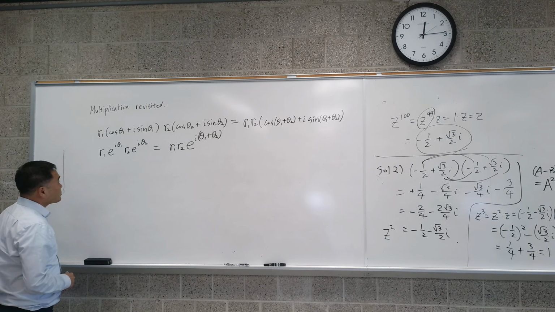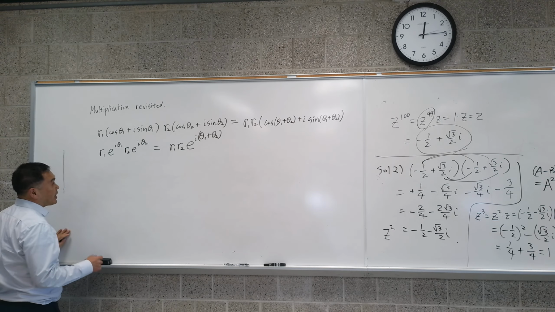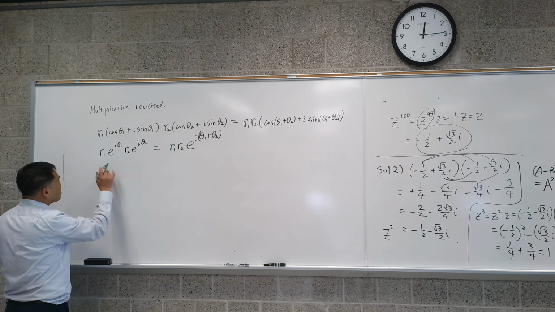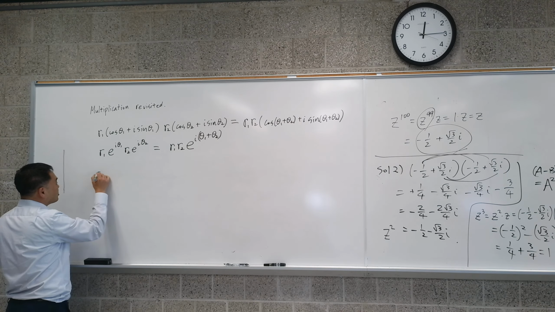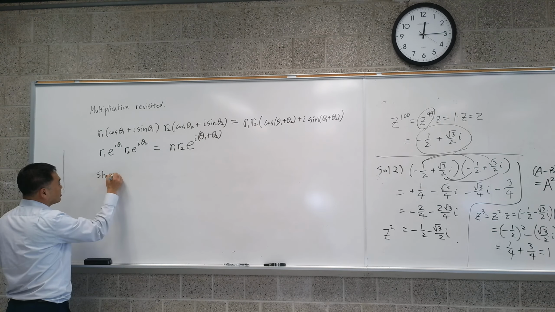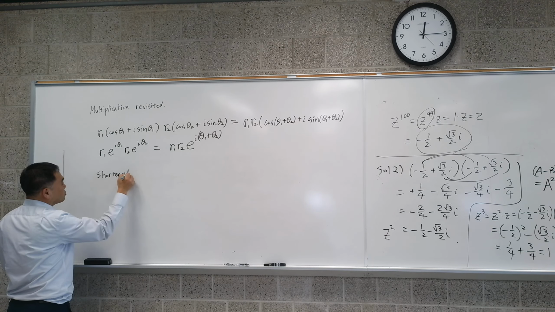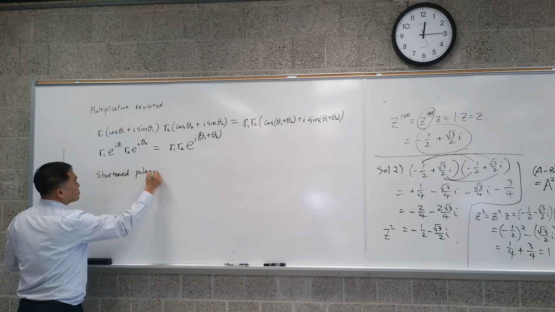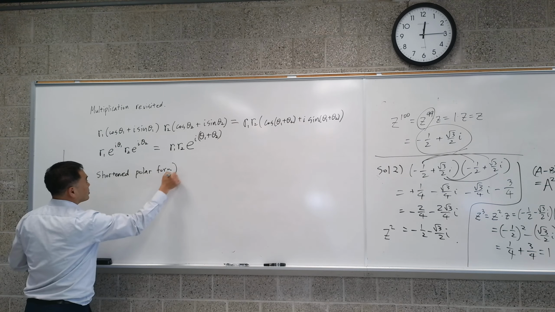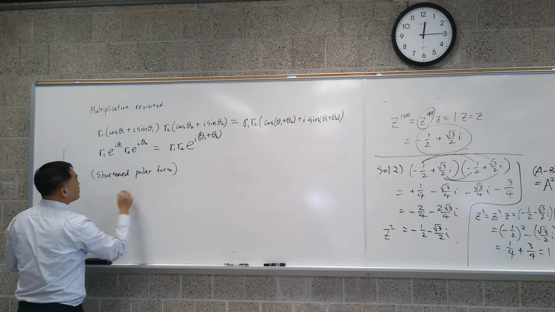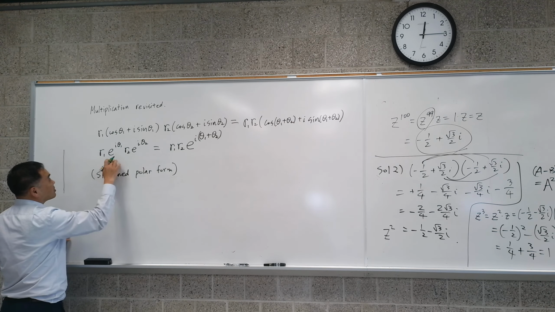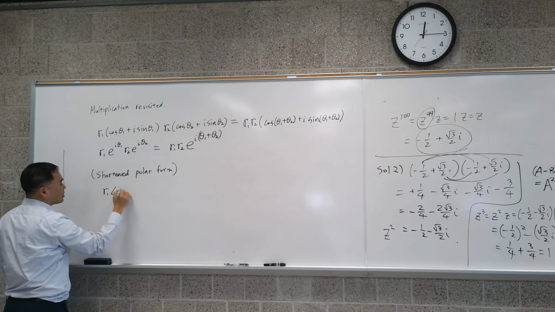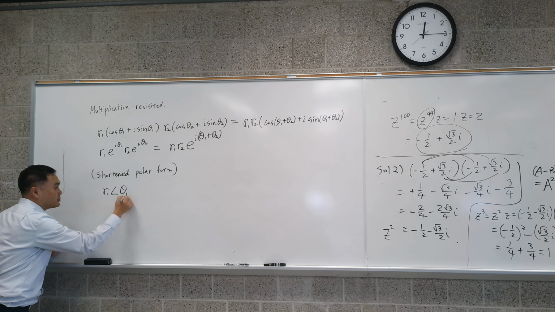All right. Now, let me add to this another notation, which I would call shortened polar form, which is to simply write either this or that as R1 angle theta 1.